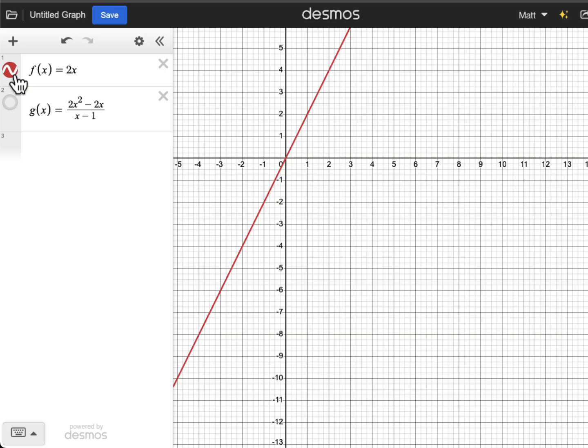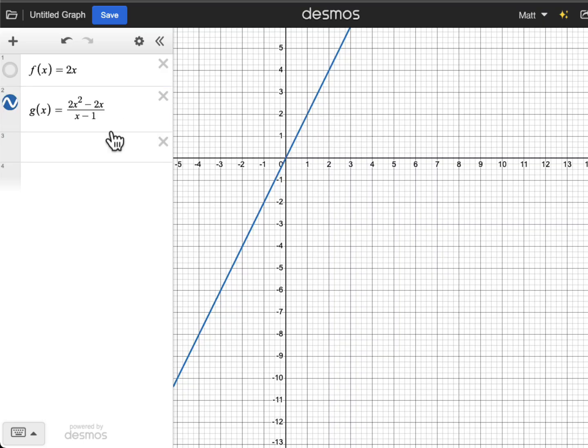In Desmos, I have the two functions graphed, f of x equals 2x in red and g of x in blue. Now if you do a trace by clicking on the blue graph and trying to get to this location, you'll notice a hollow point when x is 1. So we have 1, undefined. That's because x cannot be 1 in this function. Otherwise, the two functions look identical.